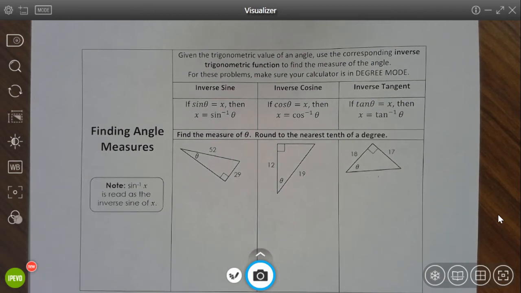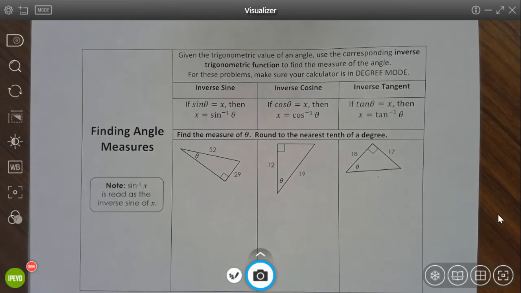In math, operations that undo each other are known as inverse operations. If we know a trig ratio and we want to find the angle measure, we would need to undo that trig function. In other words, we would need to use the inverse trig function to find the measure of the angle. When you're looking at a calculator, the inverse function is denoted with the -1 next to it.